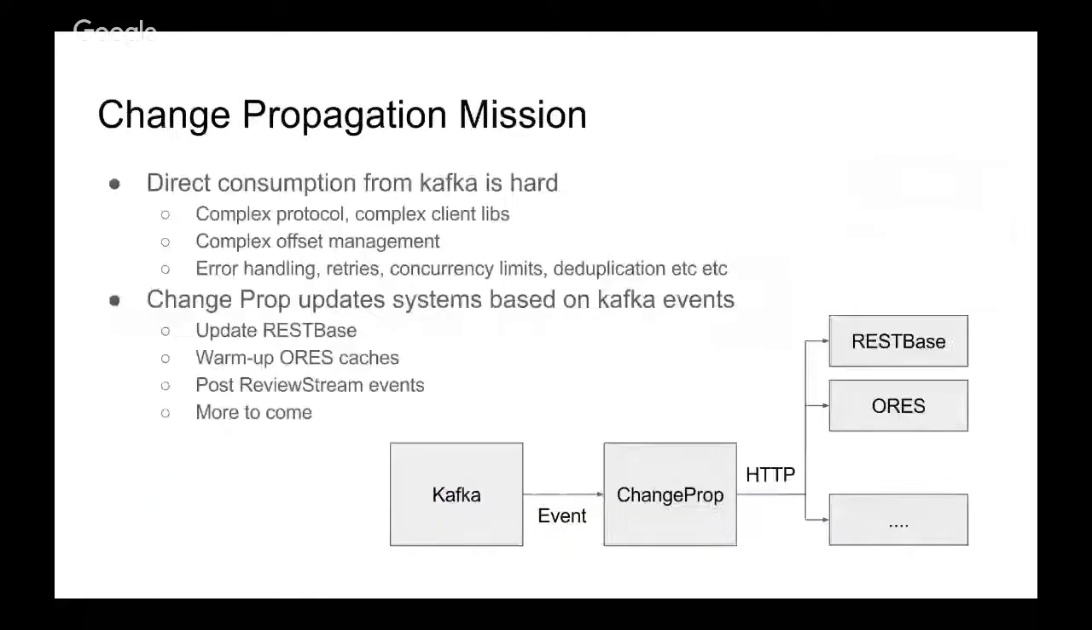So, change propagation. What it does is basically that direct consumption from Kafka is very, very complicated, because you need to handle all the state, you need to handle the position in the queue, you need to handle retries, you need to handle errors, you need to do all kinds of stuff. So we basically built a service that could do that for you.